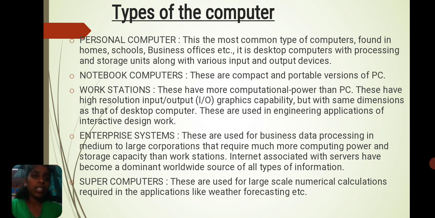Enterprise systems: these are used for business data processing in medium to large corporations that require much more computing power and storage capacity than workstations. Internet associated with servers has become a dominant worldwide source of all types of information. Next, supercomputers. These are used for large scale numerical calculations required in applications like weather forecasting, etc.